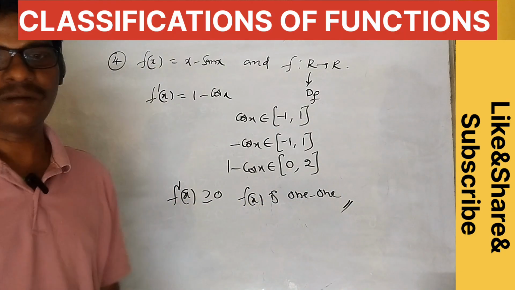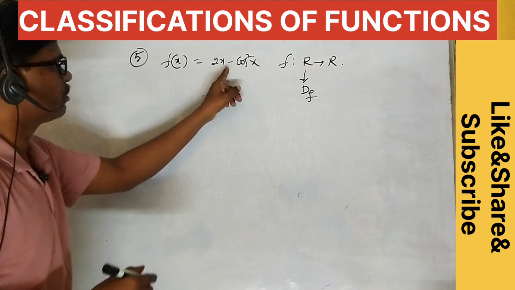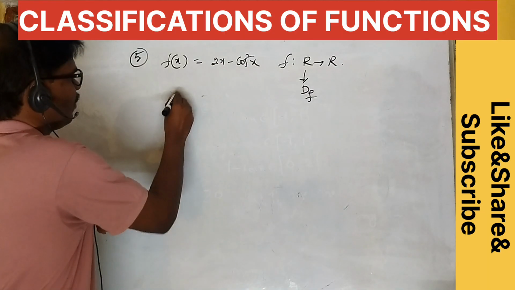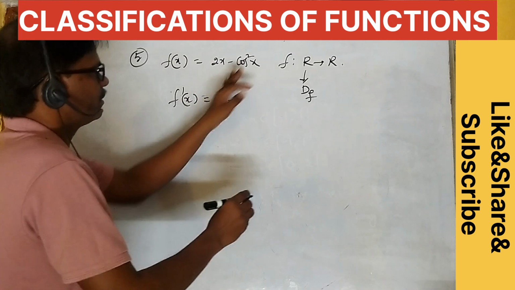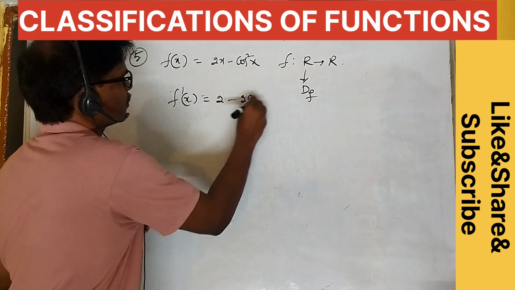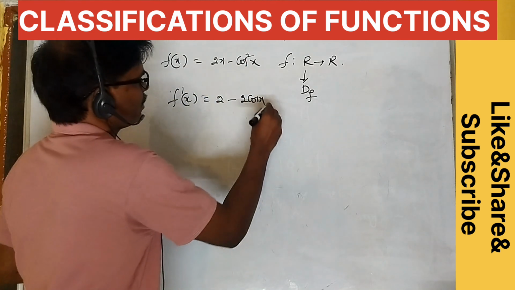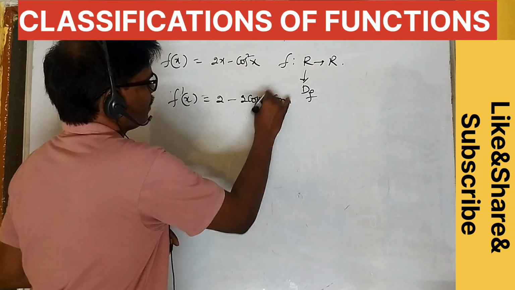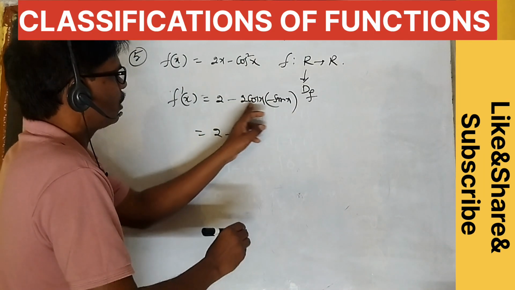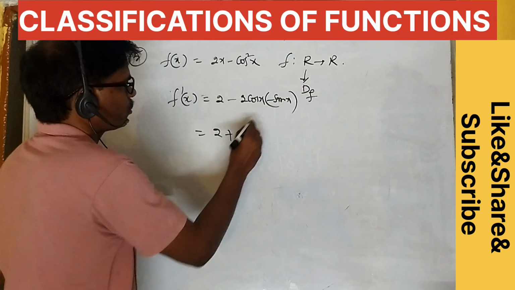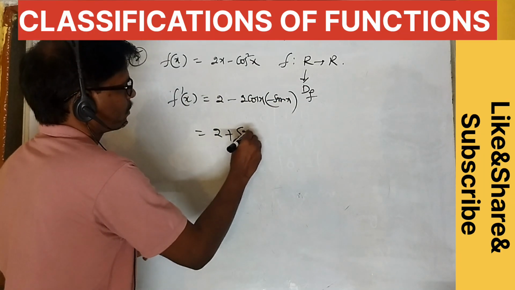Okay, one more example. F of x is equal to 2x minus cos square x. What is the f dash of x? F dash of x is equal to the derivative of 2x, which is 2, minus the derivative of cos square x, which is 2 cos x. Cos x derivative is equal to minus sin x. Okay, so 2 minus minus into minus, plus 2 sin x cos x, which is equal to sin 2x.